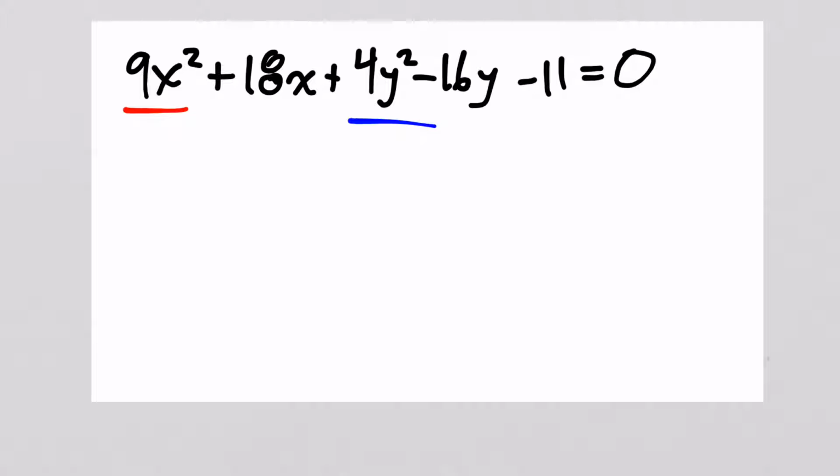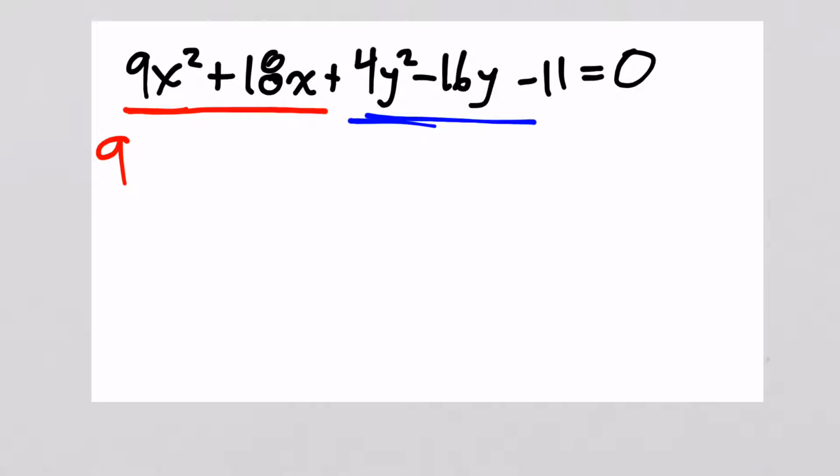So notice it's not a circle because the coefficient 9 on the x and the coefficient 4 on the y are different numbers. If it were a circle, those coefficients would have to be the same. So I know this is an ellipse just by looking at its equation fully expanded like this. But in order to make it factored, I need to complete the squares. So I need to complete the squares on x and I need to complete the squares on y.